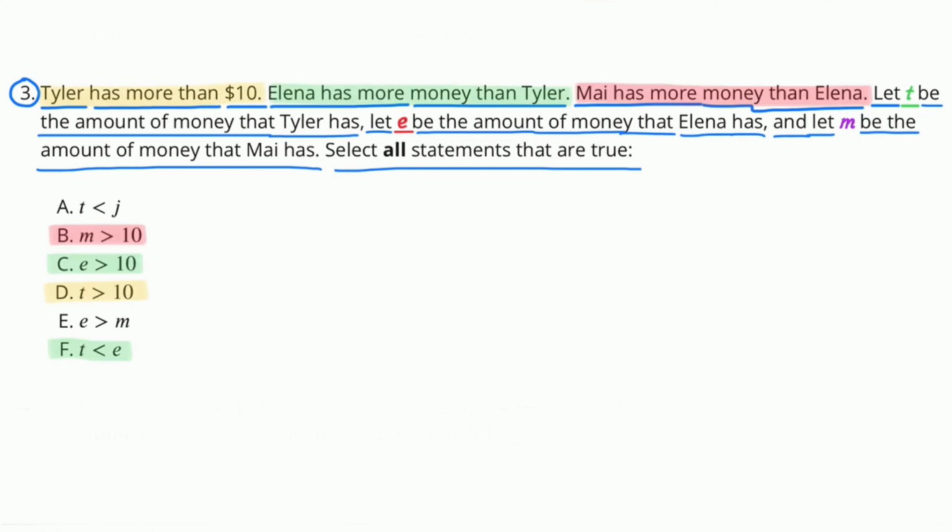I selected B. M is greater than 10 because Mai has more money than Elena, Elena has more money than Tyler, and Tyler has more than $10. I selected C. E is greater than 10 because Elena has more money than Tyler, and Tyler has more than $10. I selected D. T is greater than 10 because Tyler has more than $10. And finally I selected F. T is less than E. Elena has more money than Tyler, so Tyler has less money than Elena.